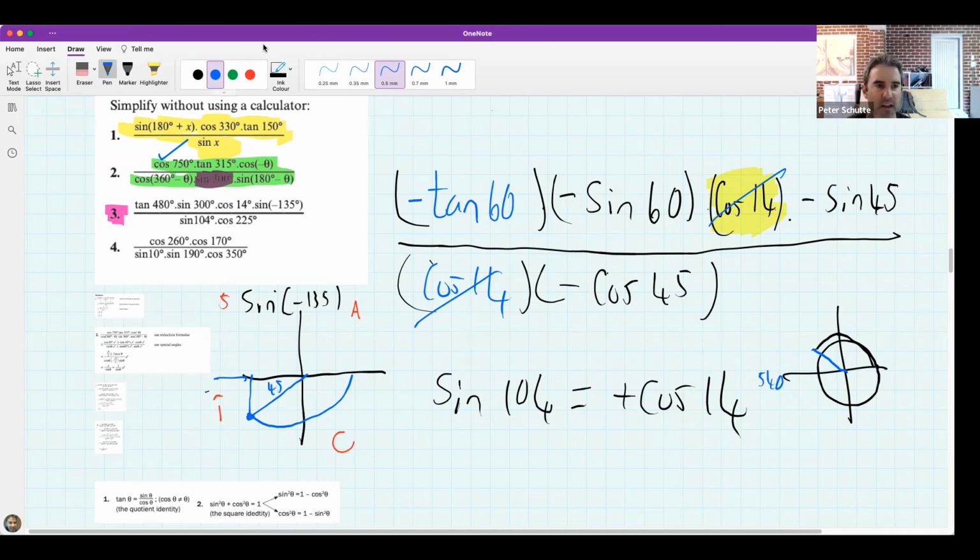Think about if I wanted to visualize the 480, it goes all the way around for 360. Then it gets to 450, that's another 90, and then to get to 480 gets me here. But how far away is it from the horizontal? It's here. That was a toughie.